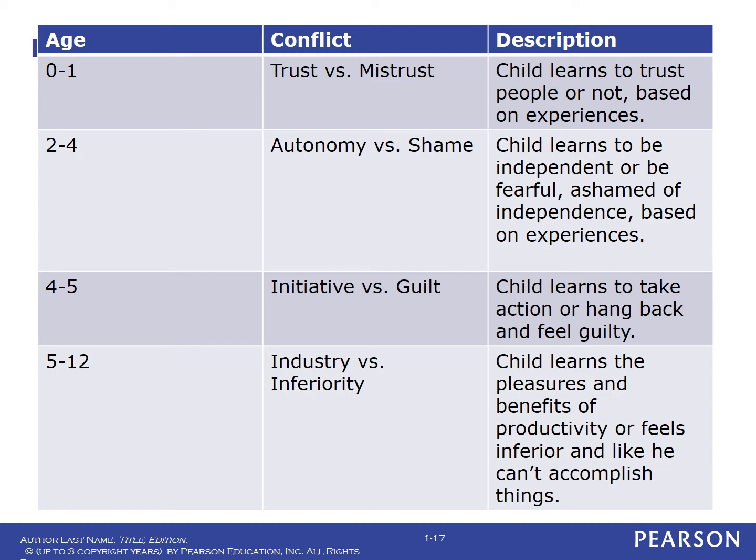Ages 5 to 12, during elementary and some into middle school, are characterized by a stage called industry versus inferiority. This is when the child is going to school and learning how to work at school, so thus the word industry. And if she's successful, she learns the pleasures and benefits of productivity. But if she's not, if she feels like she can't succeed, if she's criticized overly, if she's ridiculed, she may feel inferior and feel like she can't accomplish things. These are the first 4 stages in Erikson's theory.